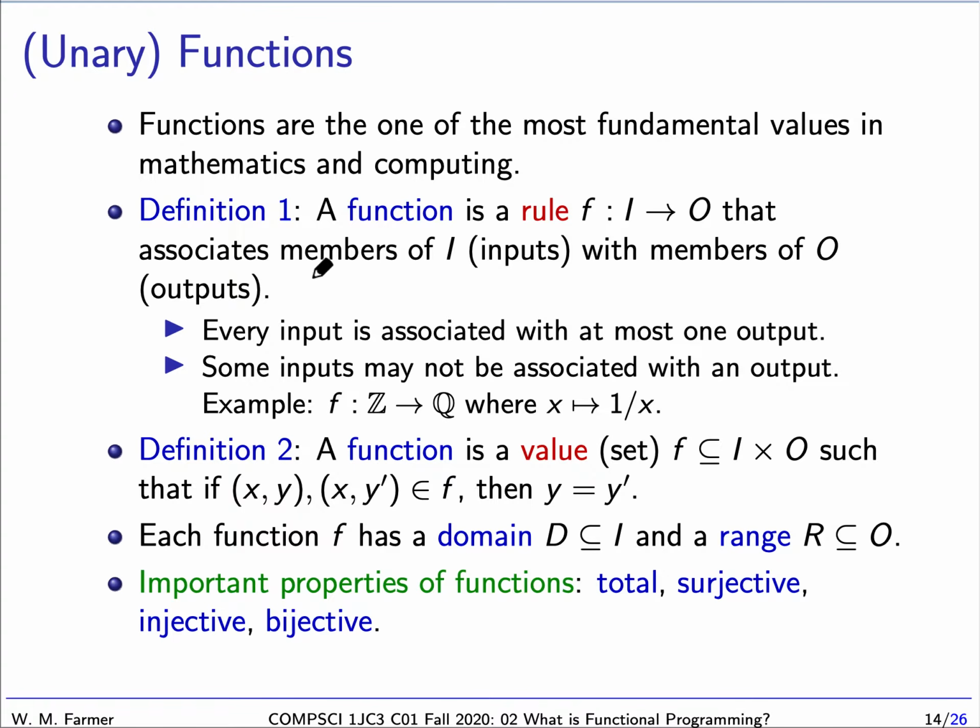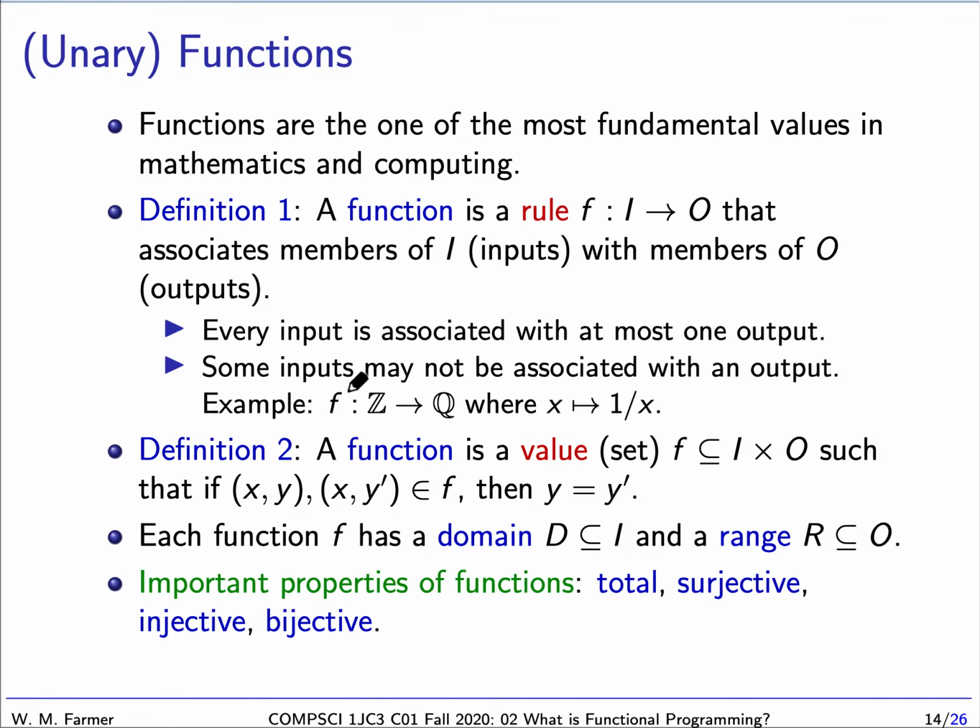So if we think about a function as a rule, we often write it down like this. We'd say f colon I arrow O, and the f is the name of the function. I is a set of inputs that the function can take. O is a set of outputs that the function can produce or give. So a function is a rule that takes an input and produces an output. If you give it an input, it can produce at most 1 output, but it doesn't actually have to produce an output for every input. That's important.